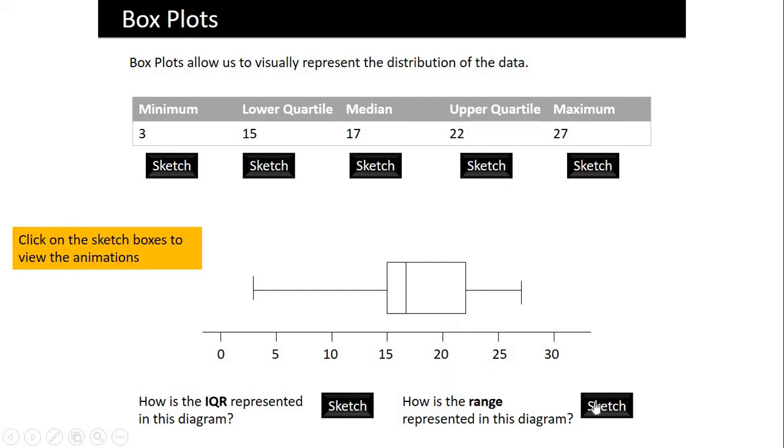So how does this help us represent data? So the range then is represented by this width here, because we know it's the maximum value, take away the minimum value. And also on here we have the interquartile range, because we know the interquartile range is the upper quartile, subtract the lower quartile. So we are able to see this visually as well, and it helps when later on when we start comparing box plots.